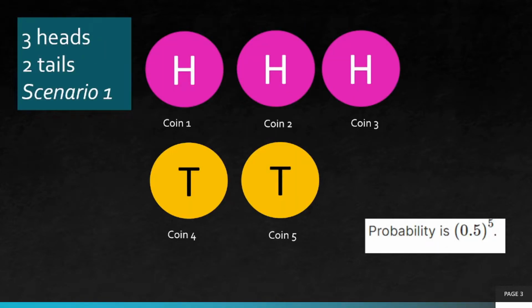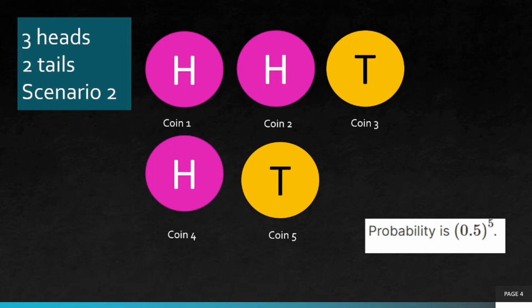So let's consider a scenario of getting 3 heads and 2 tails. Scenario 1 is coin 1 heads, coin 2 heads, coin 3 heads, and the tails are for coin 4 and coin 5. So the probability here is 0.5 times 5 times, so 0.5 to the power 5.